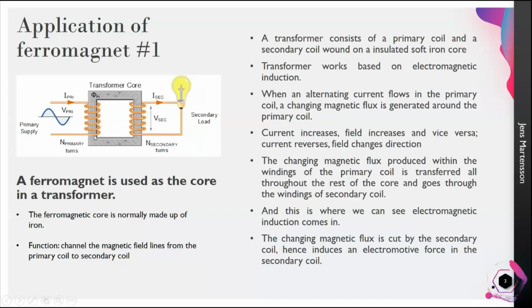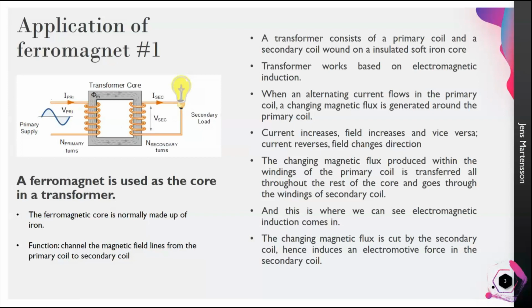A primary coil is normally connected to an alternating current power source. When an alternating current flows in the primary coil, a changing magnetic flux will be generated around the primary coil. So when the current increases, the magnetic field increases and vice versa. And when the current reverses, the magnetic field changes direction.